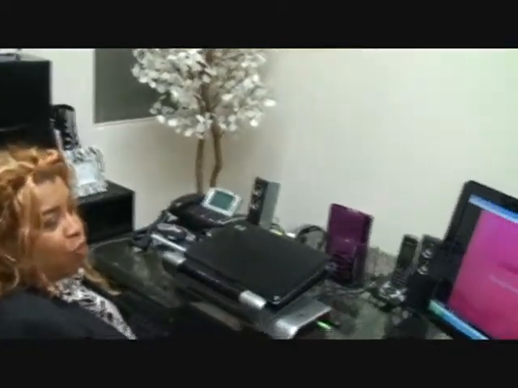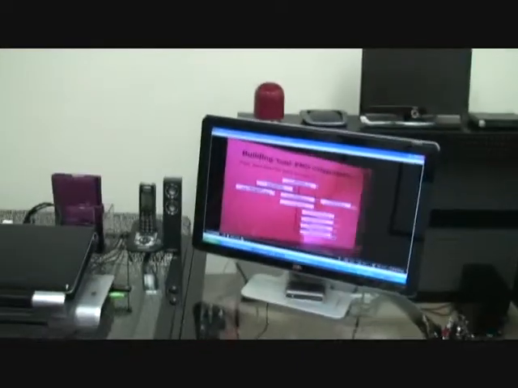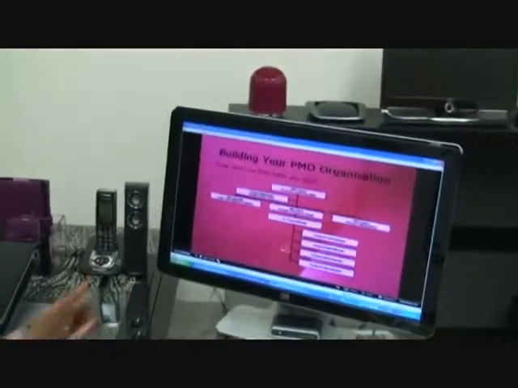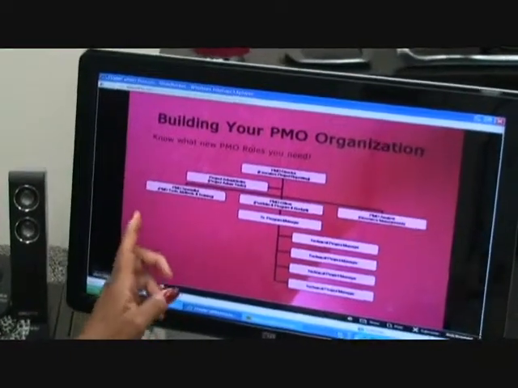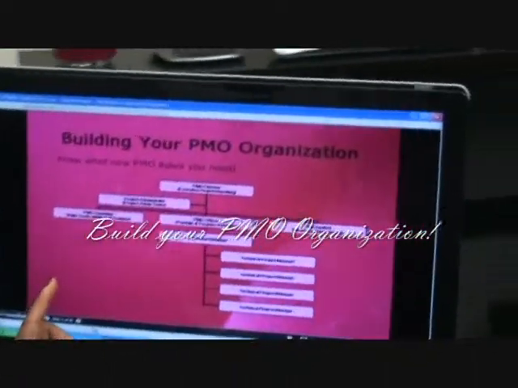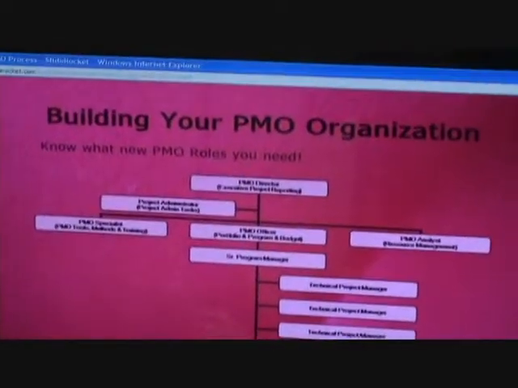ITVAMP runs EPMO processes. We build a framework for your organization, which will allow you to do those mappings. The first thing we do is build your organization. Your organization will have many different roles, and then we will be able to structure those roles accordingly.